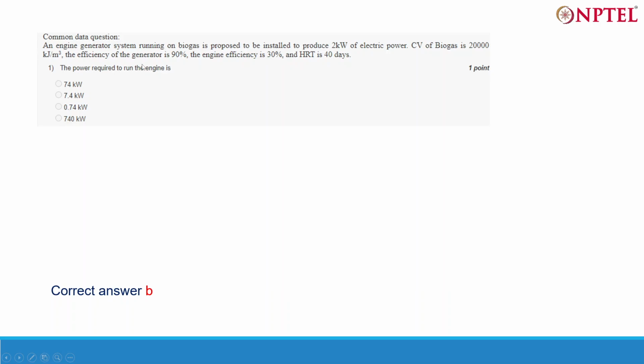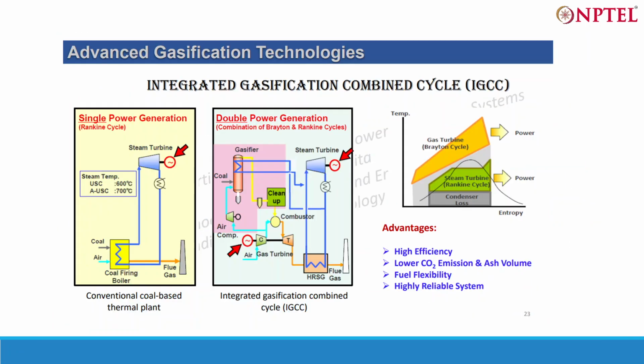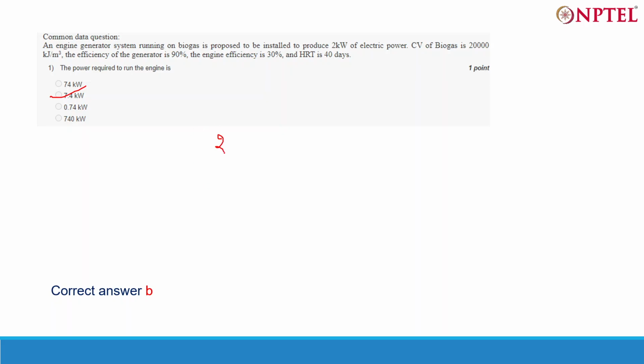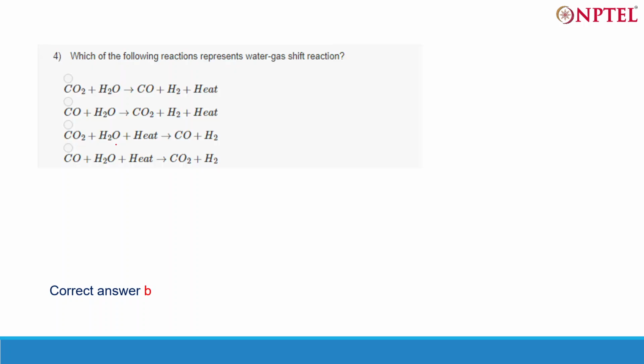So this was the question which I think we solved here, so I think we can skip this. 7.4 is the correct answer. So how did you get this 7.4? 2 divided by 0.9, the generator efficiency, and then you multiply it with 0.3, that is engine efficiency. Now the quantity of biomass required, you can also calculate it, that is 32. And then we have the volume of digester, that was 29 or so. So yes, this is the correct answer.